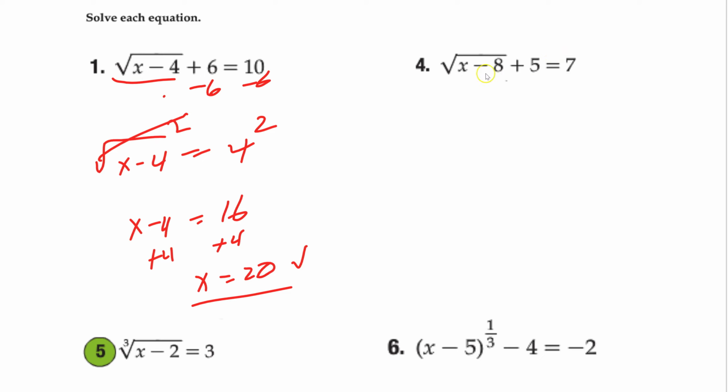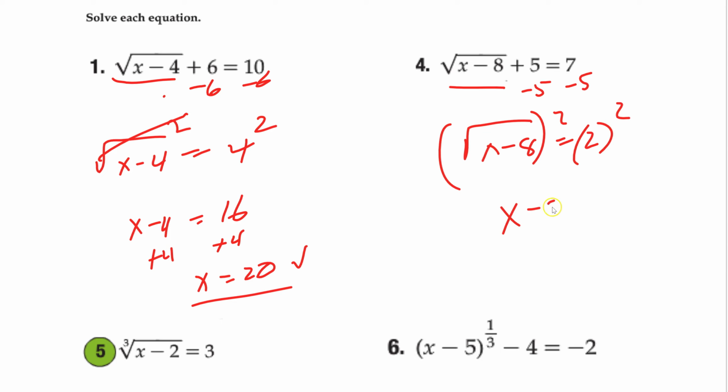Next one, same idea. Let's try to get this by itself. So subtract 5. Square root of x minus 8 equals 2. We're going to square both sides to get rid of the radical. X minus 8 equals 4. And then let's add 8 to both sides. X equals 12. And again, you always want to check your work. Plug in 12. Square root of 12 minus 8 is 4. Square root of 4 is 2. 2 plus 5 is 7.